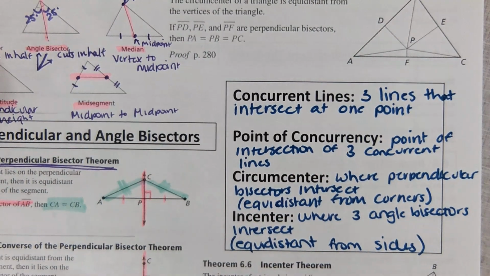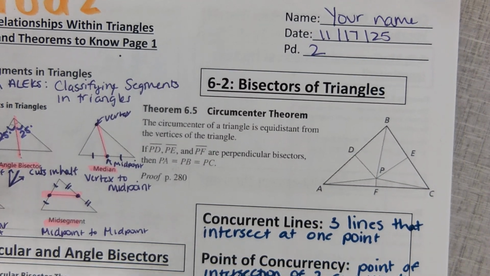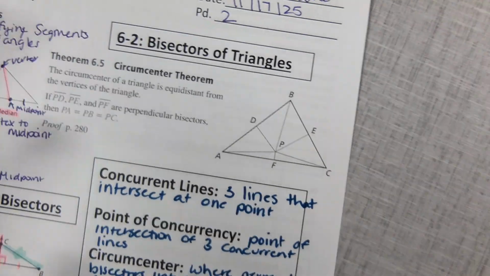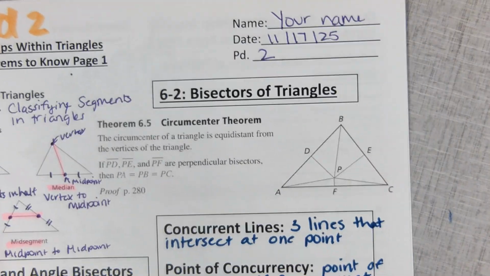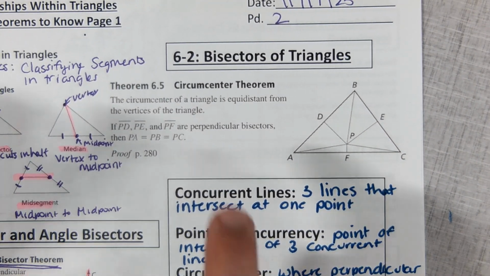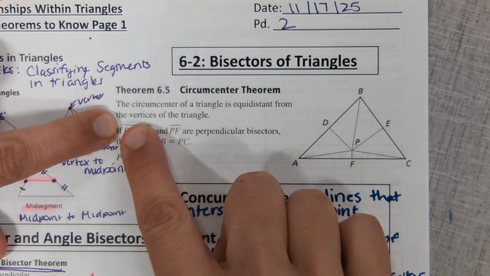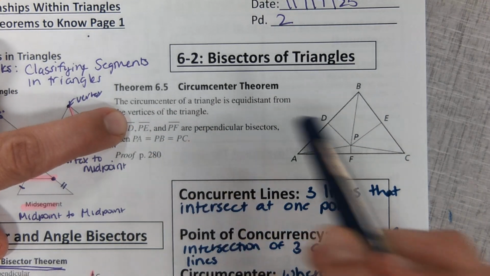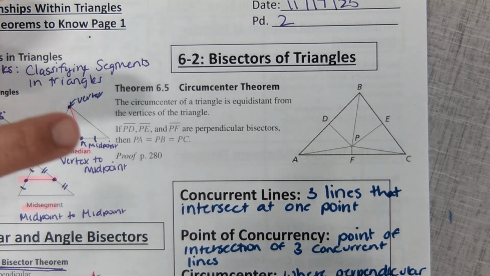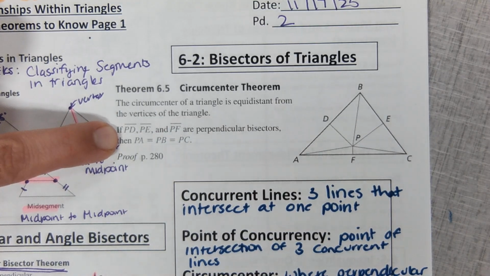Okay, so 6.2 or 6-2, bisectors of triangles. It starts with the circumcenter theorem right here, and it says the circumcenter of a triangle is equidistant from the vertices. Vertices is a fancy word for corners of the triangle. So it says PD, PE, and PF are perpendicular bisectors.